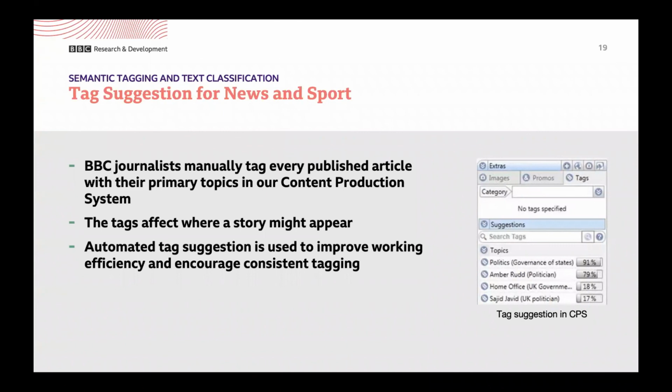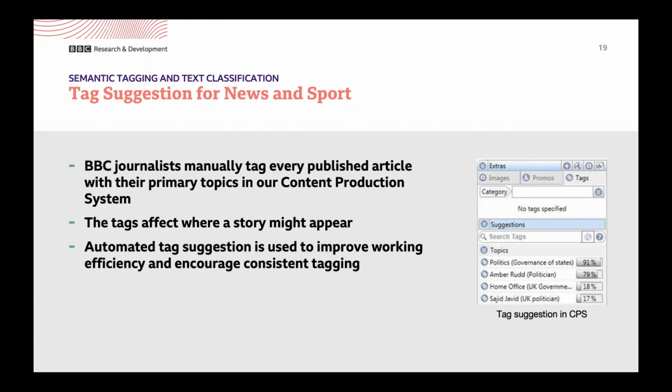But to help them, we've introduced automatic tag suggestion. And if you look on the right, this is a part of the content production system, they can either search for a tag in the category box at the top, but also there are these suggestions down below, which make it easier to find things. It's particularly useful if you've got staff who aren't very familiar with tagging, new staff, new journalists, and they're not familiar with how the BBC tags things and what topics and tags are available, because the suggestions will give them a good guide of how an article might be tagged.